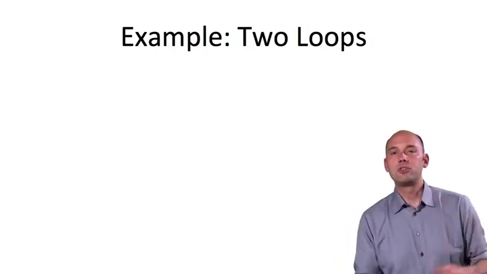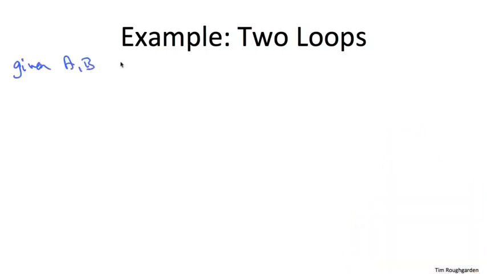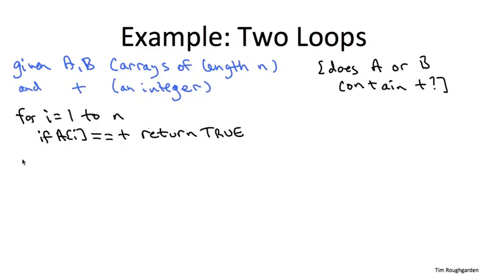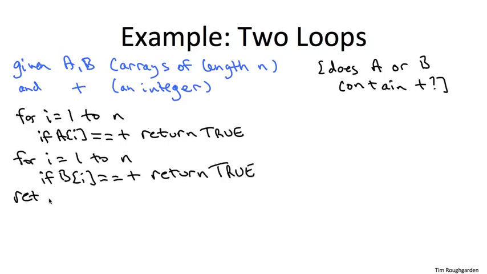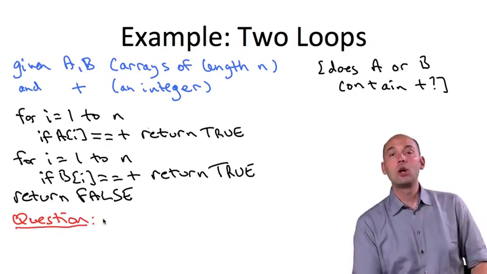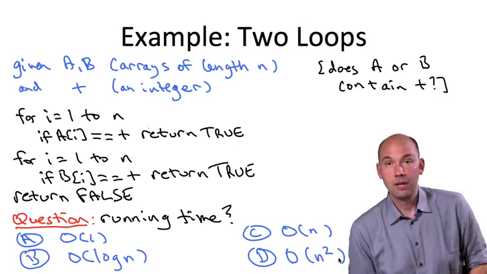I want to study almost the same problem as the previous one, where now we're just given 2 arrays, capital A and capital B, let's say both of the same length n, and we want to know whether the target t is in either one of them. Again, we'll look at the straightforward algorithm where we just search through A, and if we fail to find t in A, we search through B. If we don't find t in B either, then we have to return false. So the question then is exactly the same as last time, given this new, longer piece of code. What in big O notation is its running time?